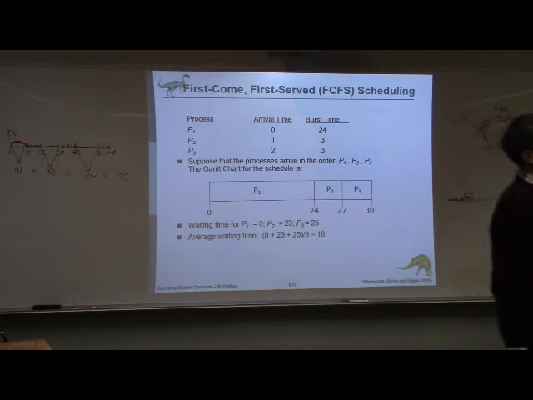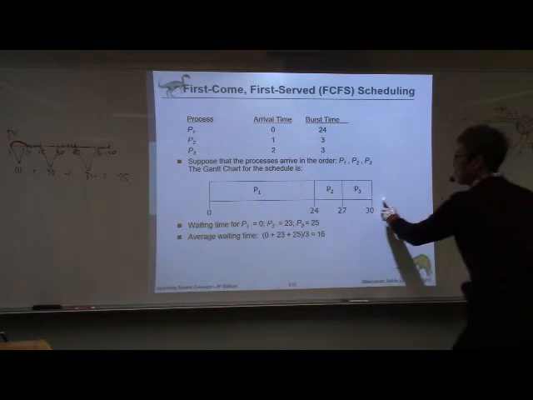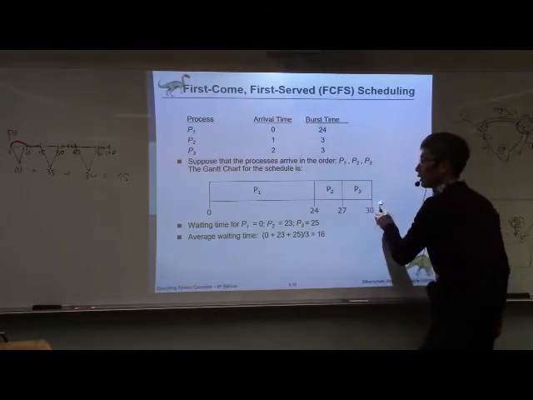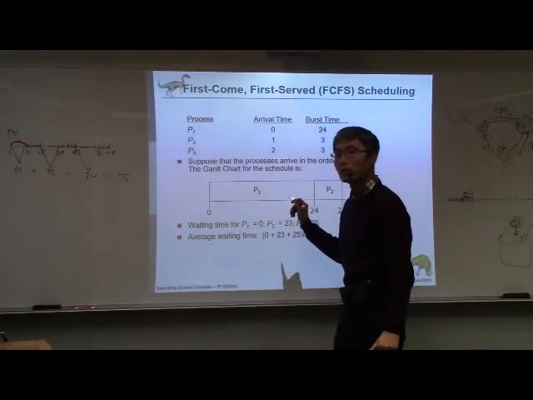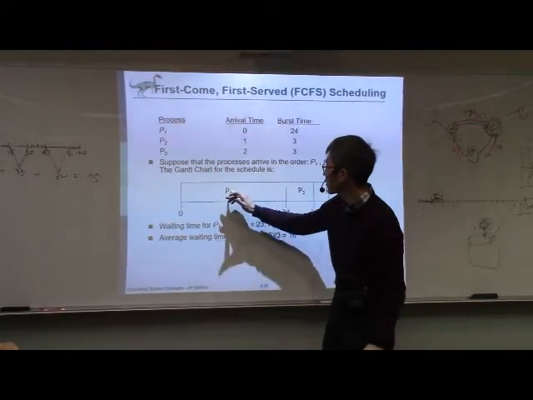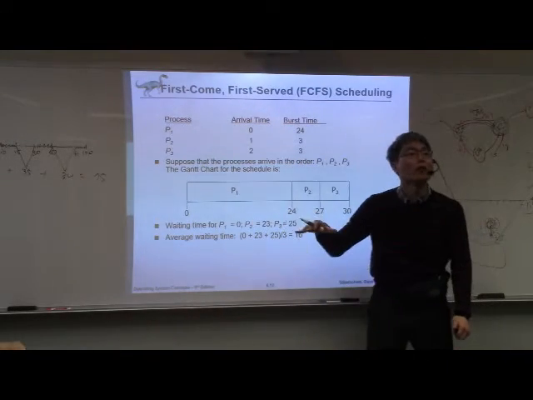A Gantt chart is kind of a bar graph. Along the time, this is the time, okay? Then we are going to assign the processes. So this means process 1 takes the CPU resource from 0 to 24.